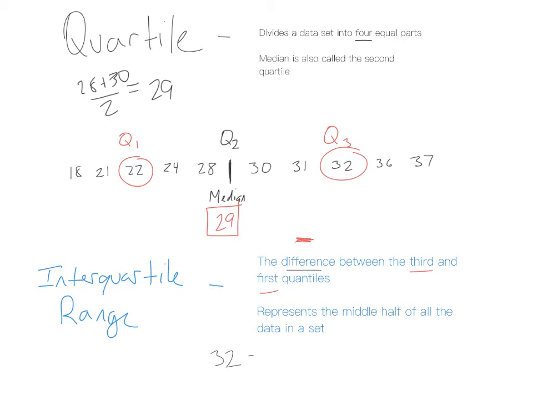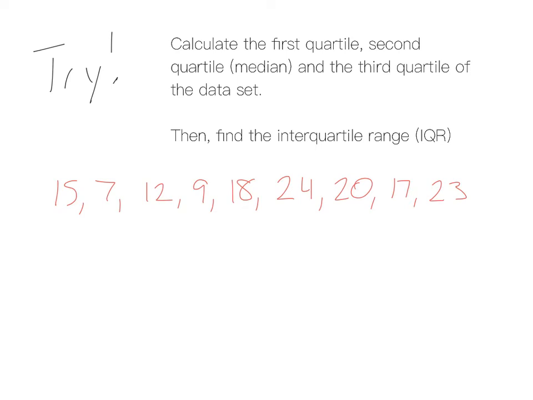So we're going to subtract what? The first quartile, which was 22. What is 32 minus 22? The interquartile range is 10, and what that means, again, it's a range, right? So it's telling us that there is some space numerically between the first and the third quartiles, and in this case, it's a space of 10 between the 22 and the 32.